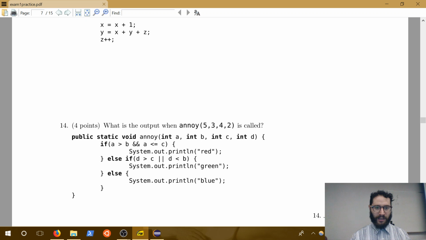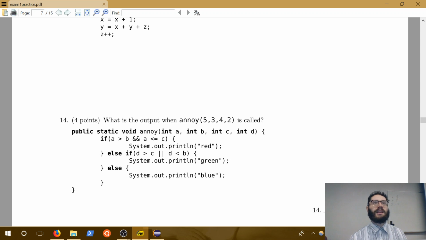First, let's see. Is A greater than B? Is 5 greater than 3? Yes, it is. Is 5 less than or equal to 4? No, it is not. This is an AND statement, so that doesn't execute, so we go to else if. Is D greater than C? Is 2 greater than 4? No, it's not, but it's an OR, so we check the other side. Is 2 less than 3? Yes, it is. So it was false or true, so the whole thing is true, and we print out green.